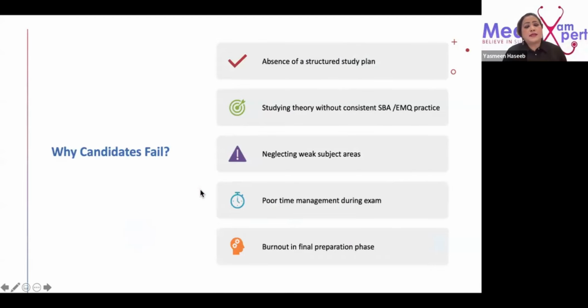So as I said, we will also see why the candidates fail. First of all, absence of a structured study plan. This is very important. They don't know what to study, from where to study, and number two, how to study. They have all the material.